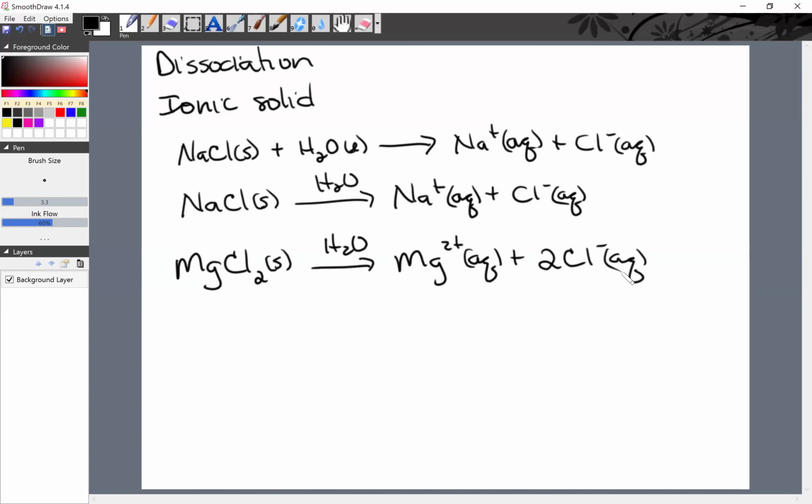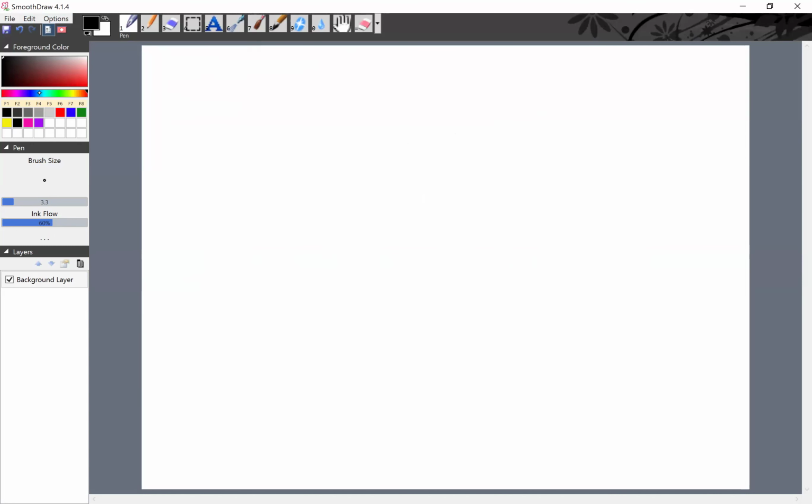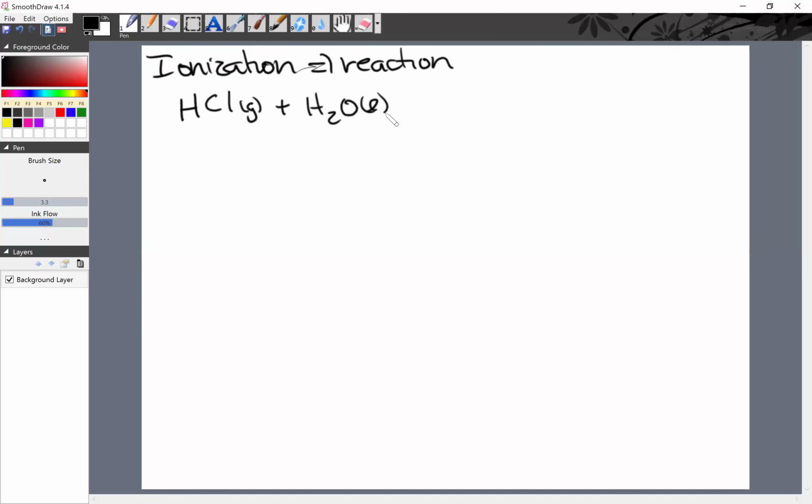Now, ionization, on the other hand, is a reaction. Which means water is not just dissolving, water is actually doing something. So this is going to explain why I told you you always had to have AQ behind binary acids. So for instance, HCl comes as a gas. If you put that in the presence of water, it does not dissolve, it literally reacts.